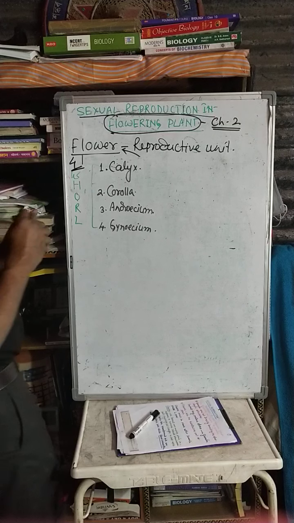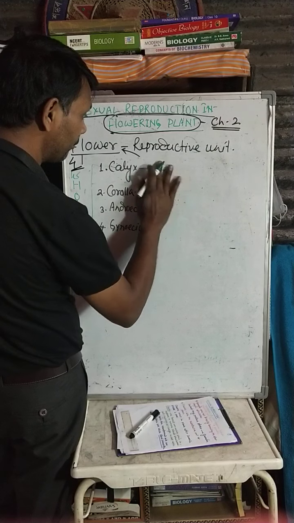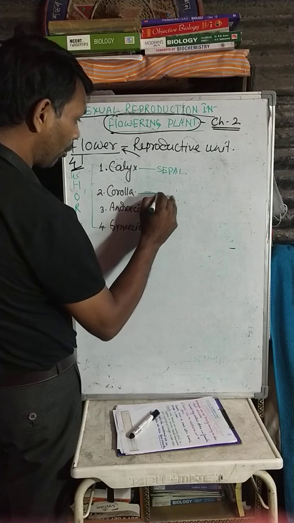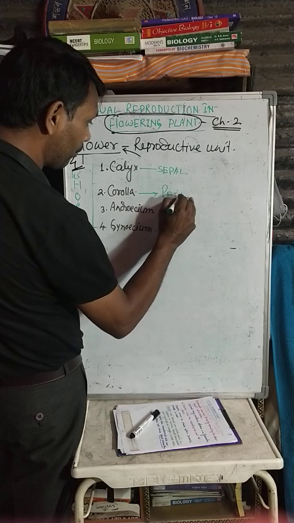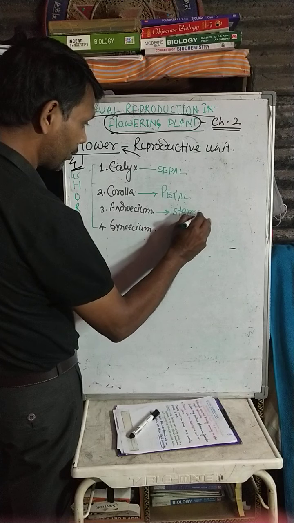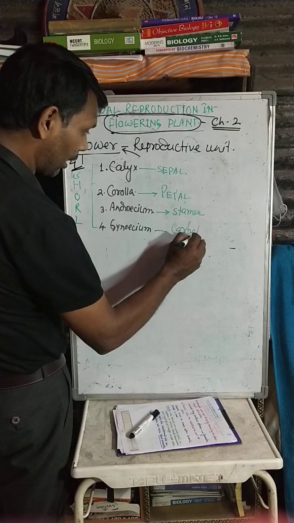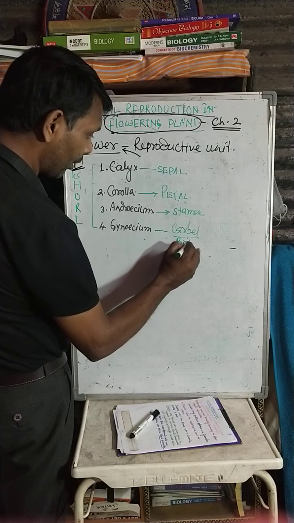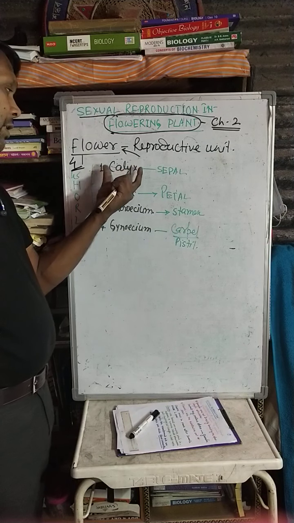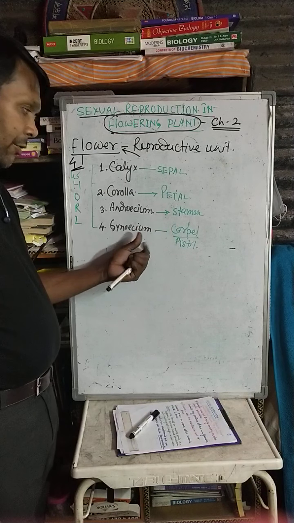The individual part of the calyx is called sepal. Corolla is called petal. Androecium is called stamen, and gynoecium is called carpel or pistil. So these are the individual parts: calyx known as sepal, corolla petal, androecium stamen, and gynoecium carpel.